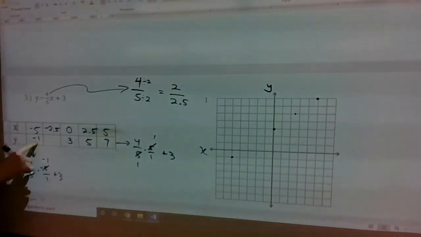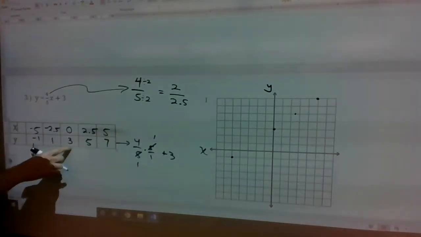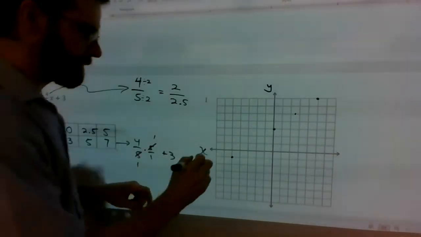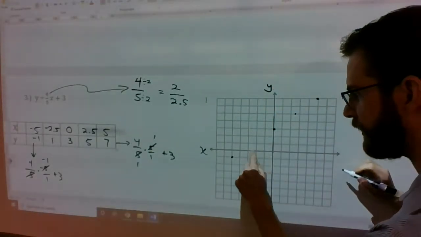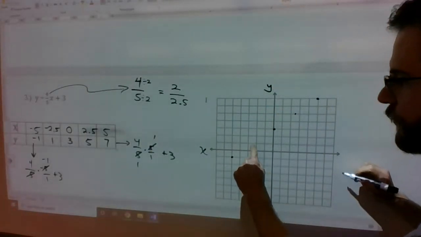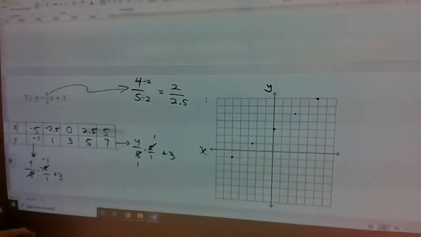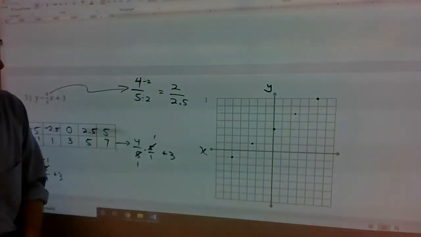So -1 plus 2 is 1. Plus 2 is 3. Plus 2 is 5. So it's actually -2.5, left 1, 2.5, comma, positive 1. All right, so that fills out the table, and here are our points.